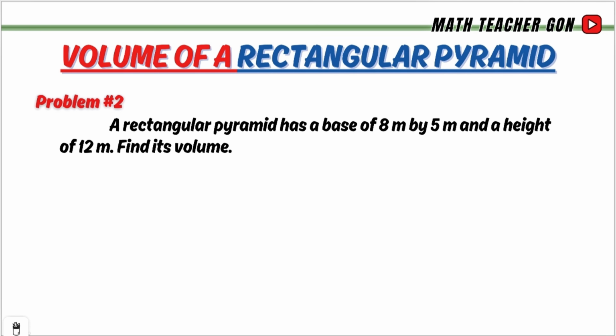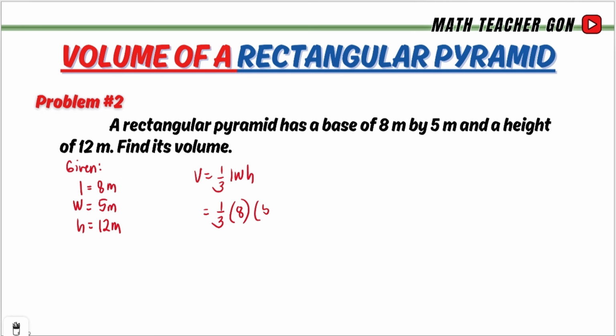Let's proceed to problem number 2. A rectangular pyramid has a base of 8 meters by 5 meters and a height of 12 meters. Find its volume. So let's have the given first. Your length is 8 meters, width is 5 meters, and the height is 12 meters. So let's use 1/3 LWH. Let's substitute. L is 8, W is 5, and height is 12.